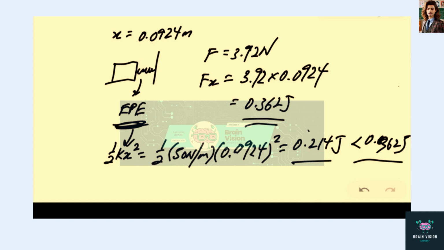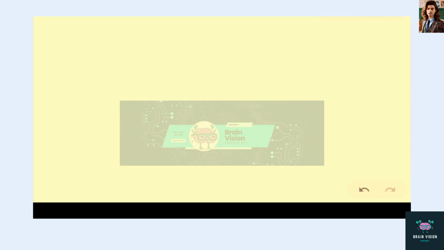So for the next part of this question, we want to find what is the coefficient of friction, mu k, that will allow the block to actually move back to its original position. Now we are given that at the start the block approaches the spring with a velocity of 1.2 meters per second.